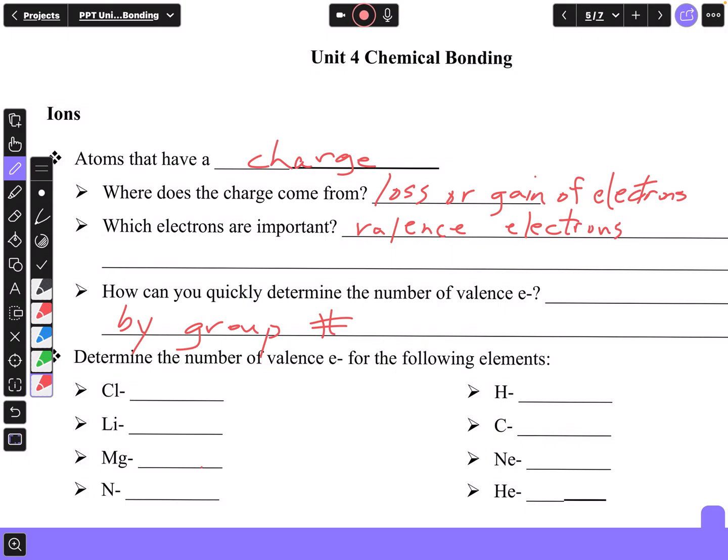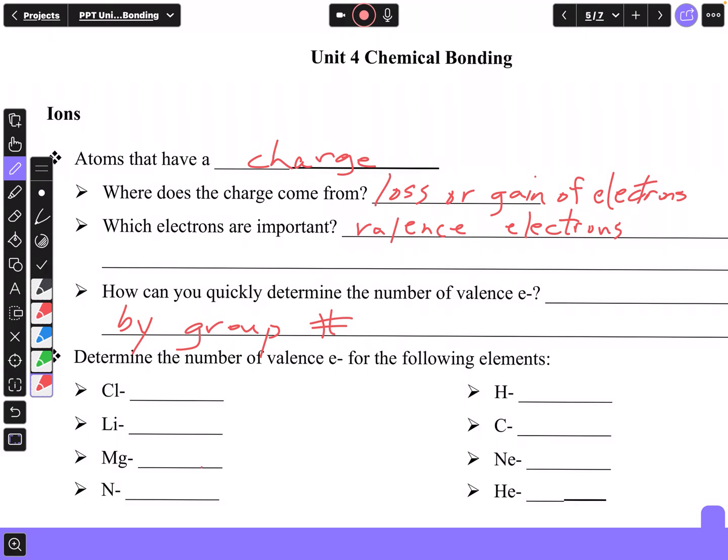Group 14 or 4A has 4 valence electrons. Group 15 or 5A has 5 valence electrons. Group 16 or 6A has 6 valence electrons. Group 17 or 7A has 7 valence electrons. Group 18 or 8A has 8 valence electrons. And these are the electrons that are important in bonding.